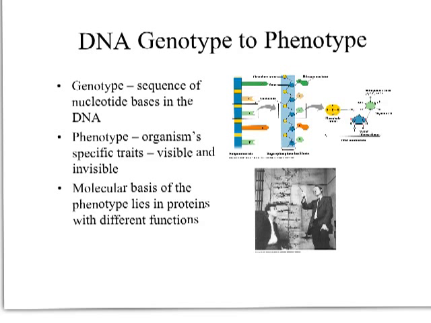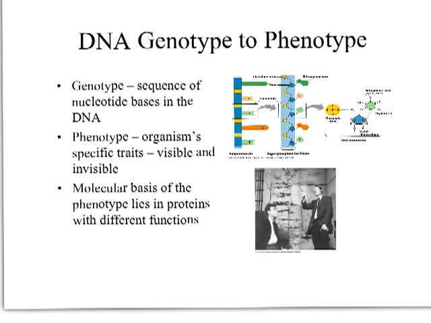Now we're going to shift gears and move on to how DNA is translated into proteins and characteristics of an organism. So if you remember back in the genetics chapter, we talked about genotype, which is the sequencing of the DNA. And then we get what's called a phenotype, or what the organism actually looks like and how it works. So it's the organism's specific traits that are visible and invisible as well, like working on the inside rather than everything we can see on the outside.